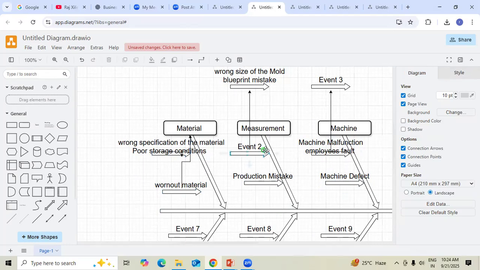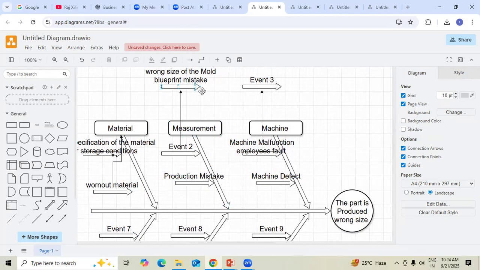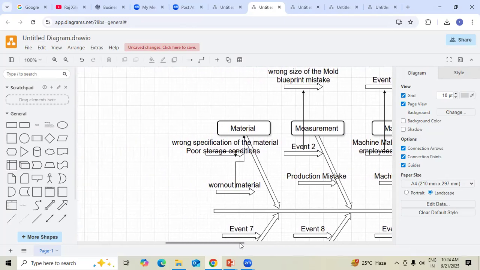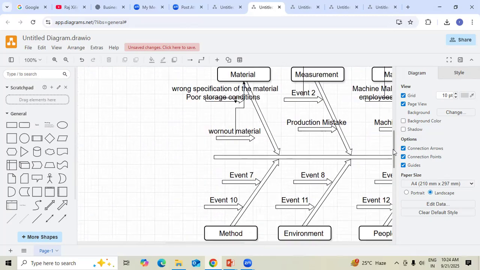So that way, the wrong specification of the material is taken. Next, because of the wrong size of the mold as well as the blueprint, production mistakes could happen. So this connects to the wrong size of the mold or any kind of blueprint issue, machine malfunctioning, right? So employees, machine defects, everything can happen. Okay? These are the different events.